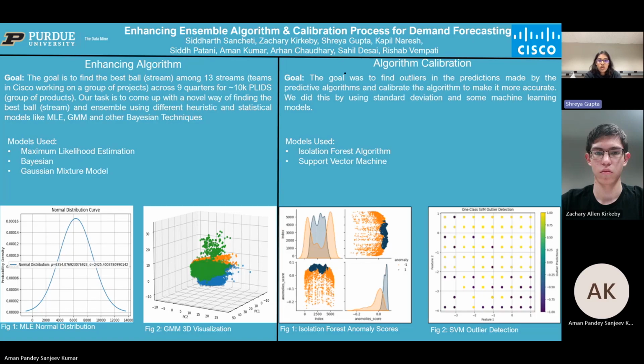Next, the Gaussian mixture model is a clustering technique employed to cluster different PLIDs into three different components. It works by clustering PLIDs into different Gaussian distributions, which helps classify the data for detecting outliers and seasonality in the data.